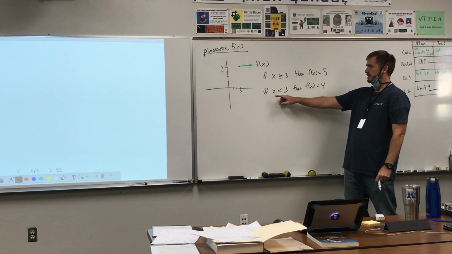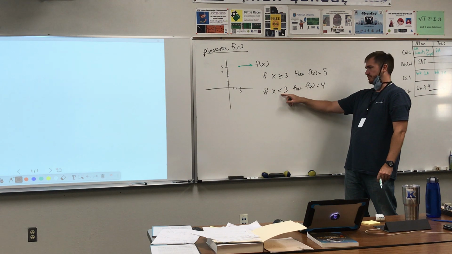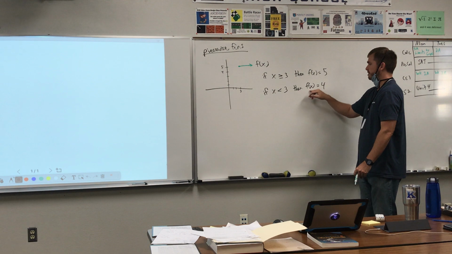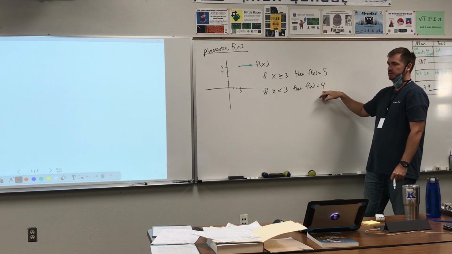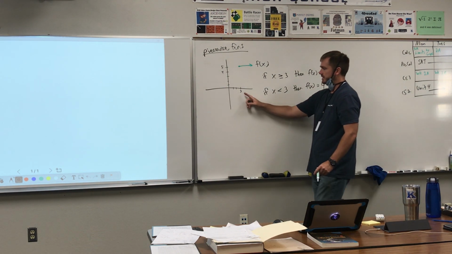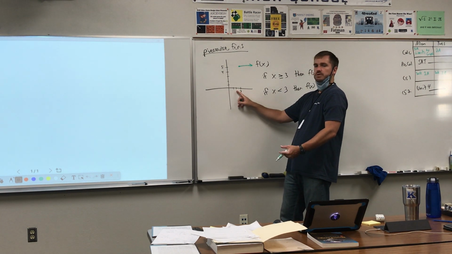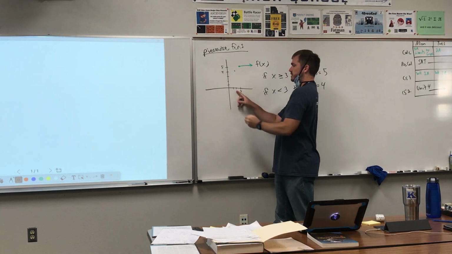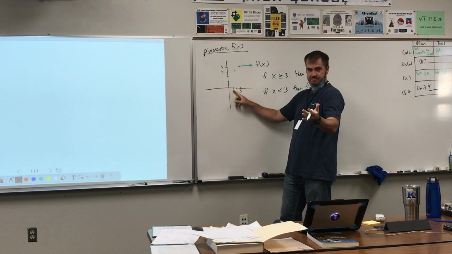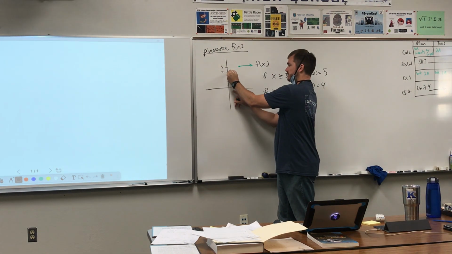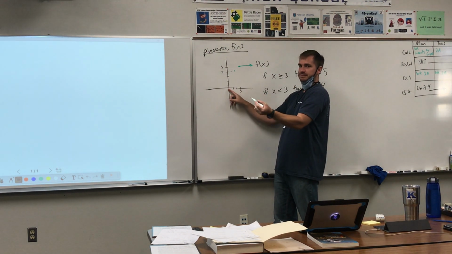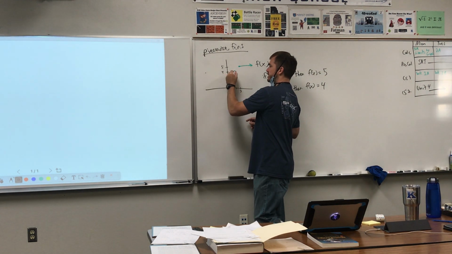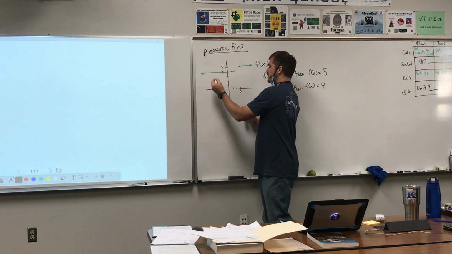This right here says if x is less than 3, so that means from this point on the graph over to the left, then f of x is equal to 4. So that means when x equals 2, what's our y value, ladies? 4. When x is 1, our y value is? 4. When x is 0, our y value is? 4. Negative 10? 4. All right, so we've definitely got something going this way.